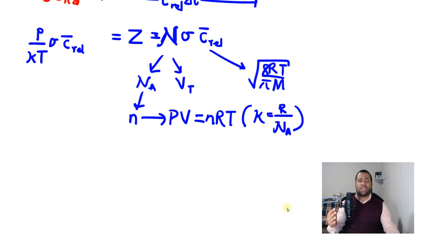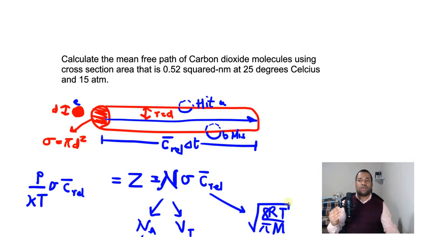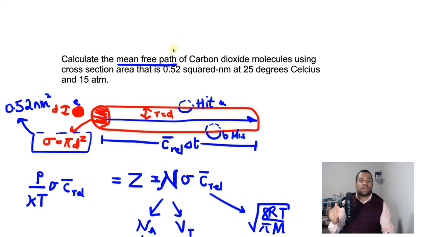In our video today, based on this question, we are going to calculate the mean free path of a carbon dioxide molecule, using a cross-sectional area of 0.52 nanometer squared, at a temperature of 25 degrees Celsius, and a pressure of around 15 atmospheres.